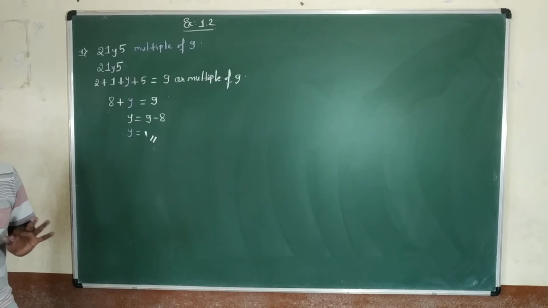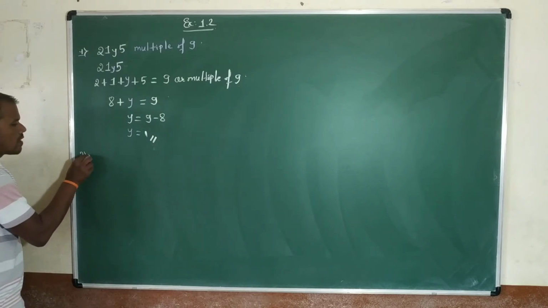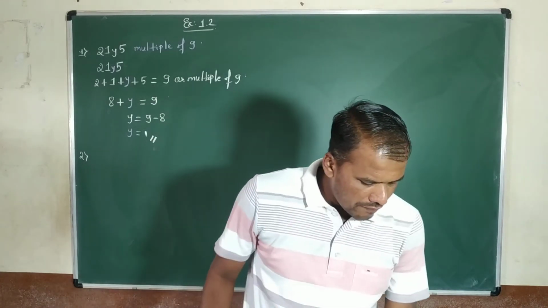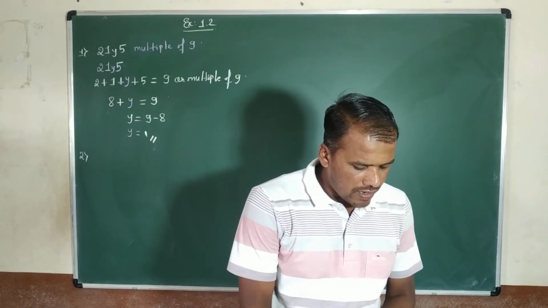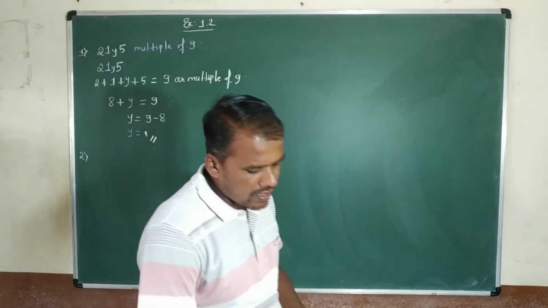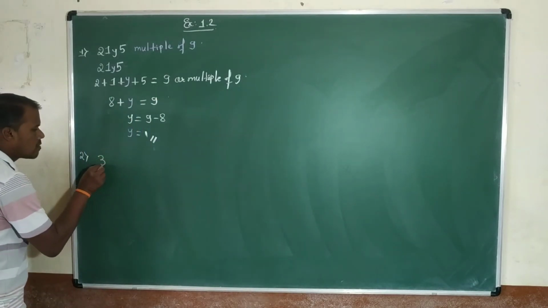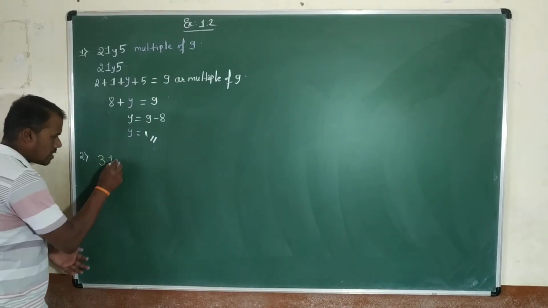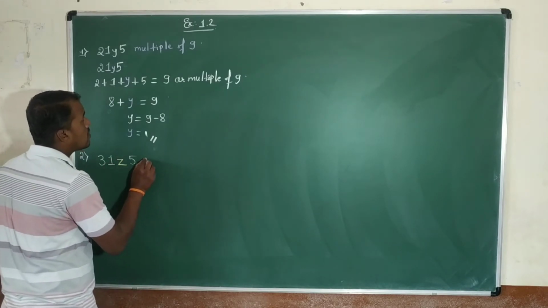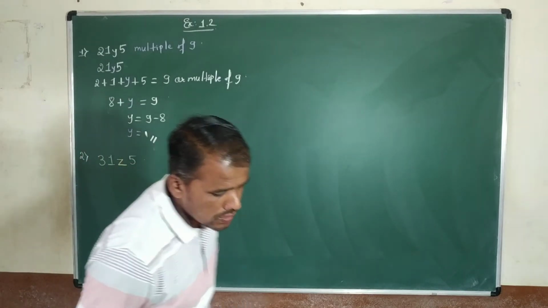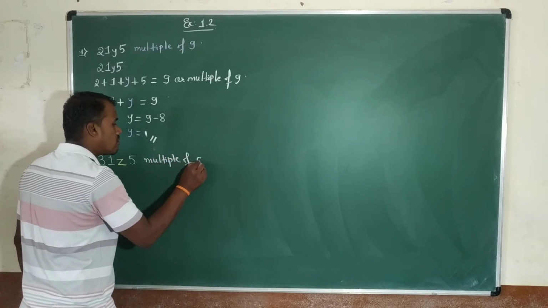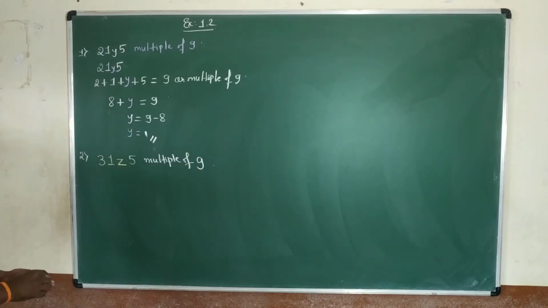In this way. Okay. Now we are going to solve the next question. Next question is that: if 31z5 is a multiple of 9, then find the value of z.